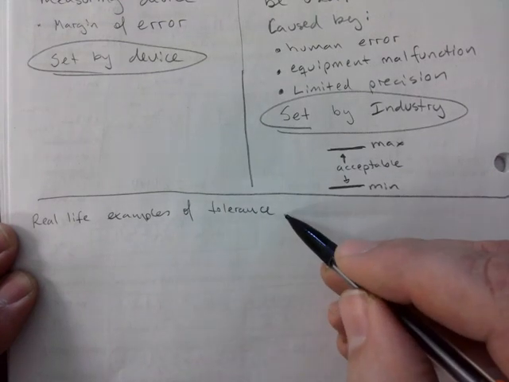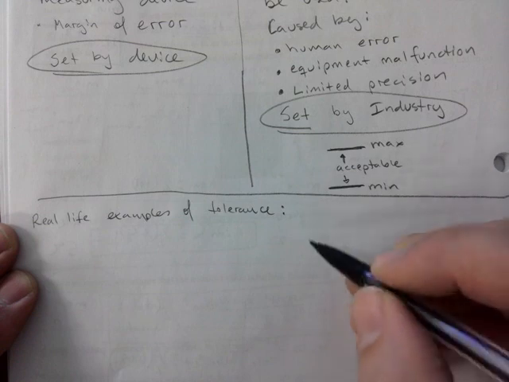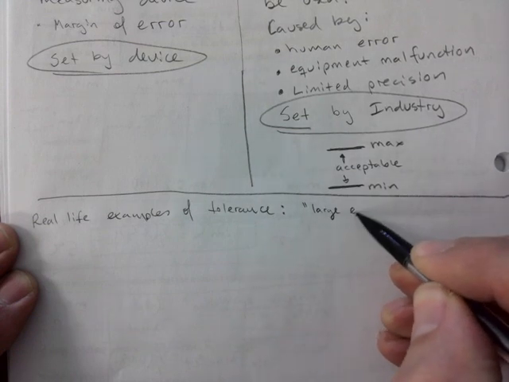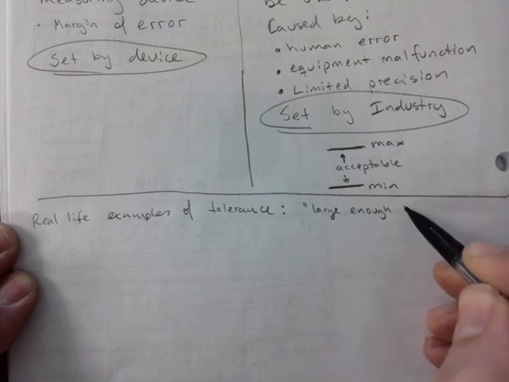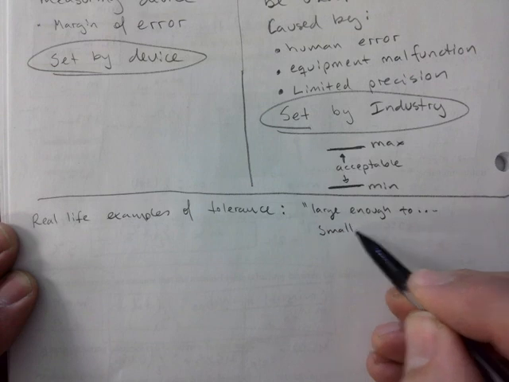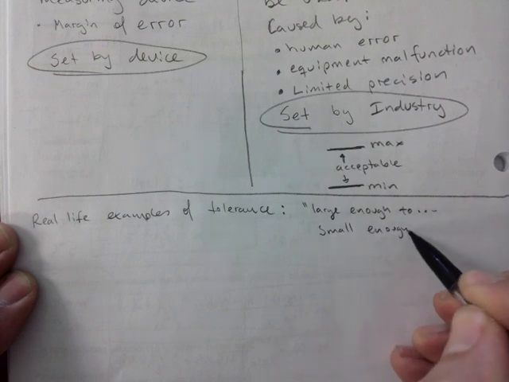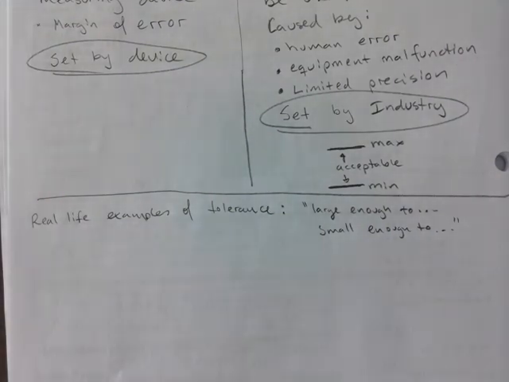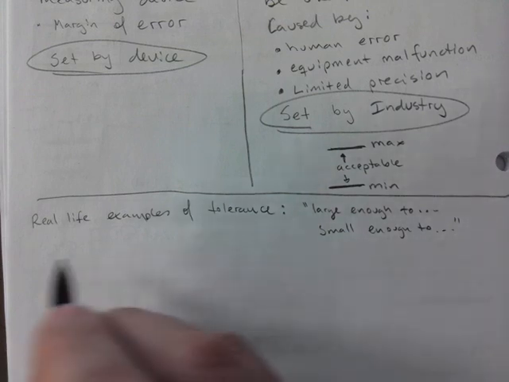I'm going to give you a template, right? If you see that something has to be large enough to... small enough to... right? That is in essence tolerance, right? You have like an upper and a lower limit, right? And so that's going to be our template. Okay, so let's do prescription.